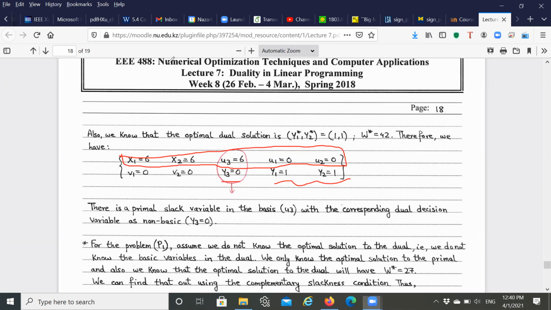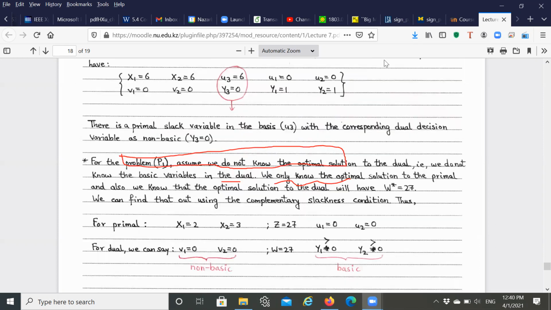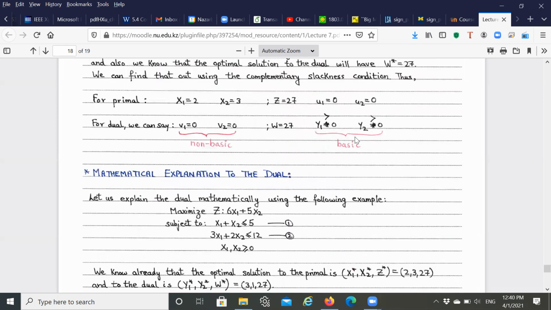Okay, and using this complementary slackness condition. Is it clear, guys? Yeah.